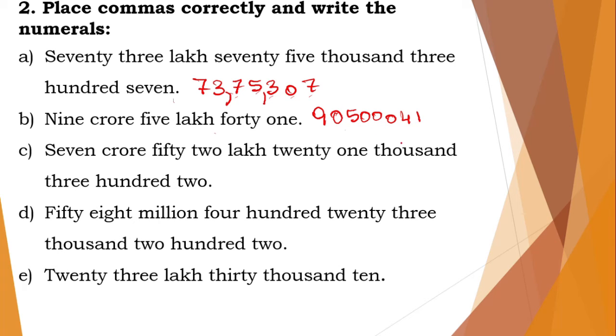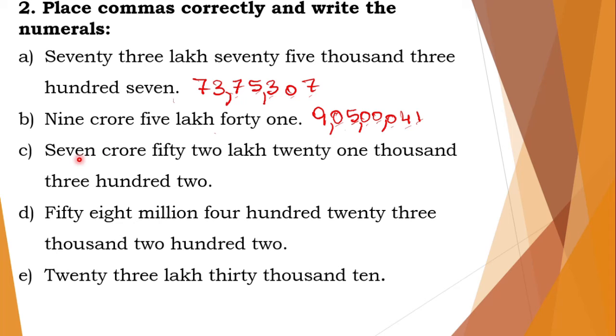Now we should place the commas. So 1, 2, 3, first comma. And now we should place the commas after every 2 digits. So 1, 2, the second comma. Now again 1, 2, again the third comma. Now here we placed 3 commas because we have more digits. Now only 3 commas we'll put here because we don't have any other digits, right? If we have any other digits, we can put the comma. But we don't have any other digits, right? So we can leave it as it is. So we read the number as 9 crore 5 lakh 41. So now let's see the next question.